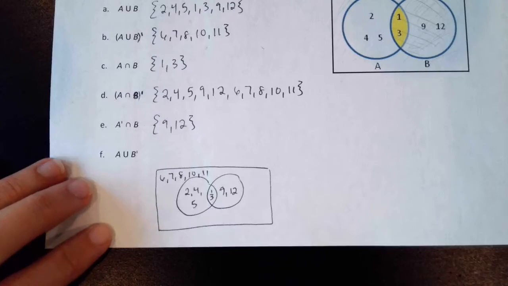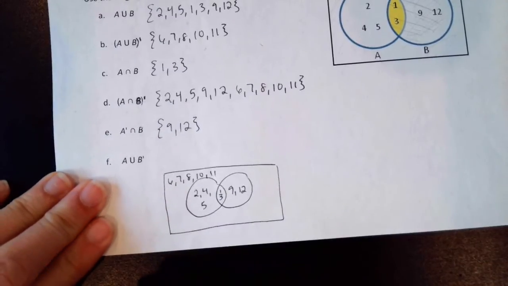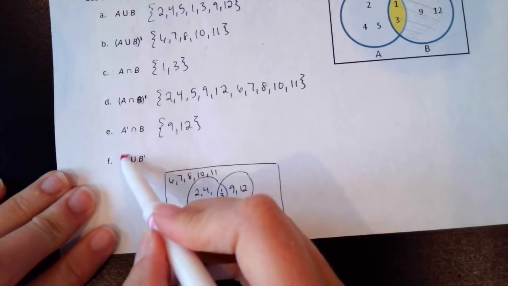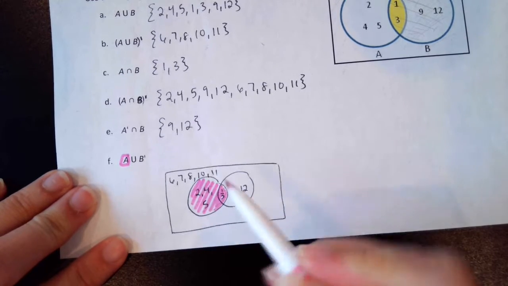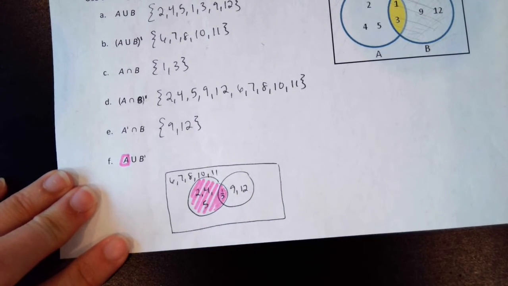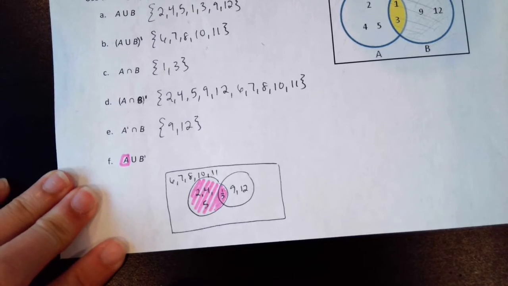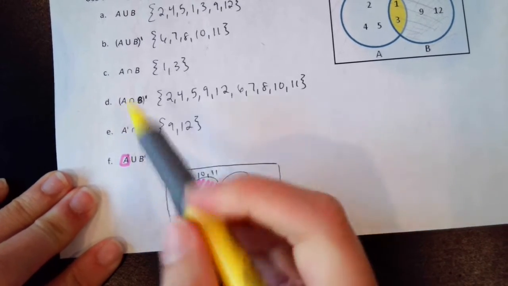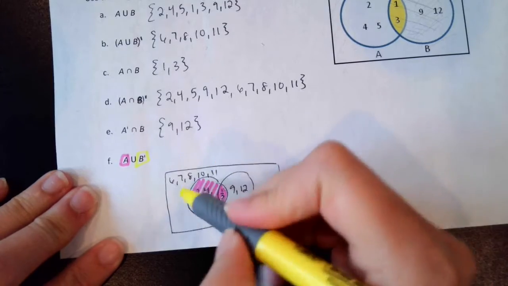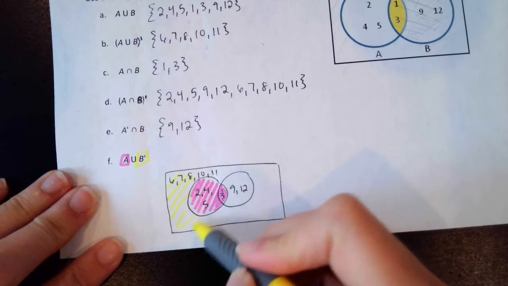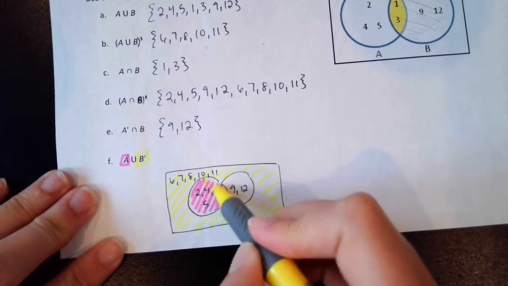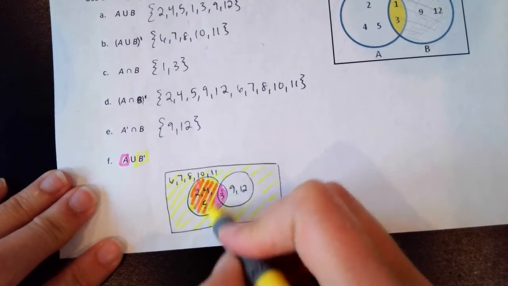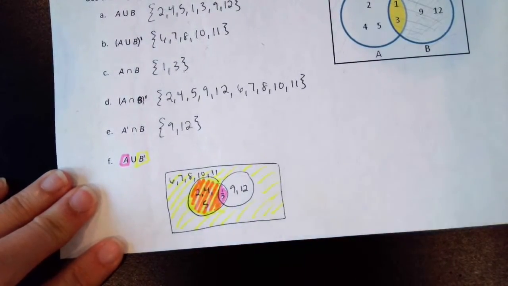Okay, I redrew my Venn diagram. I like colors instead of shading with the pencil. So I'm going to make A be pink. So A is everything inside this circle. B complement means everything that's not inside B. So that is going to be everything out here because that's not inside B. And it's also going to be inside here, right here.